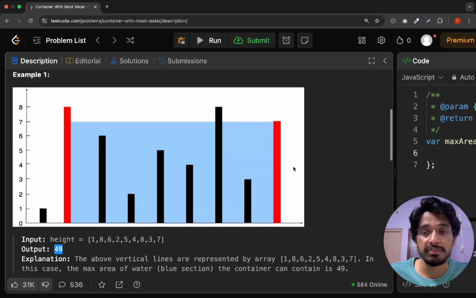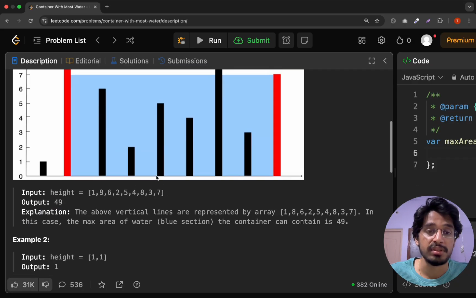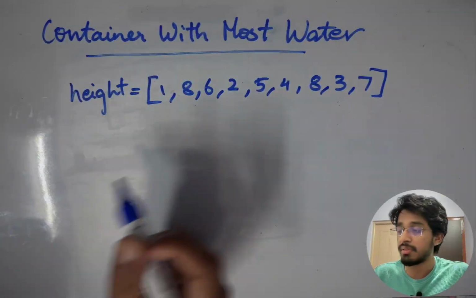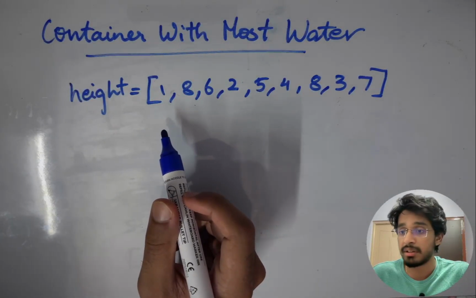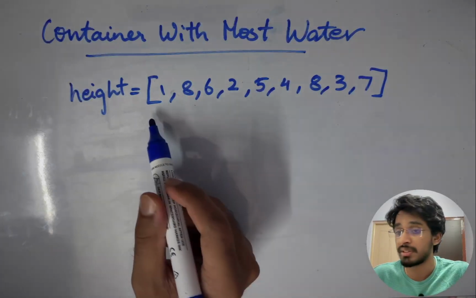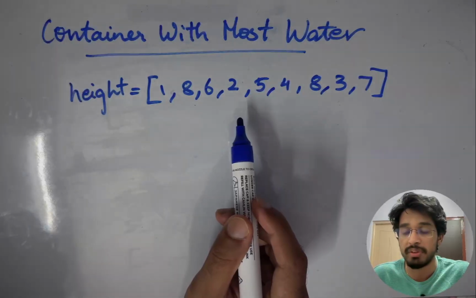So this is the problem statement. Let us understand how we can solve this. To solve this problem, we are given an array of heights, where we need to calculate which one is the container holding the most water, where these are the heights, and the width is between what and what we are actually checking.